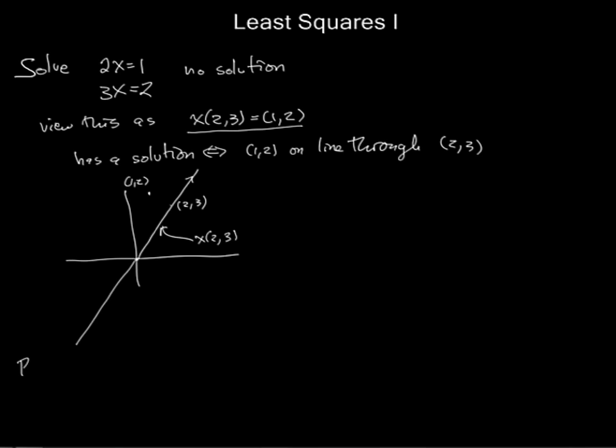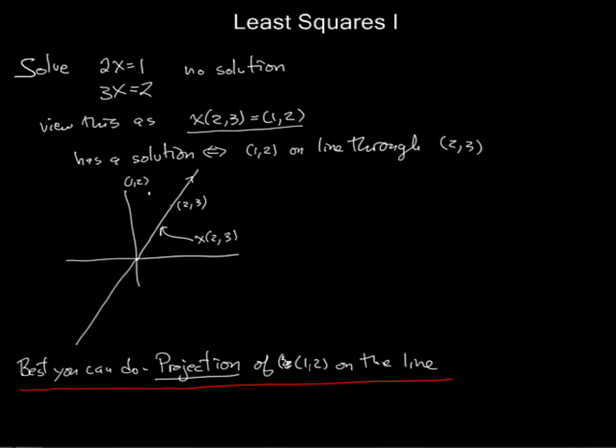What we should do is pick the point on the line which is as close as possible to the point (1, 2). That is to say, let's take the projection of the point (1, 2) onto the line. So that's part of the reason we were talking about projections in the previous lecture.